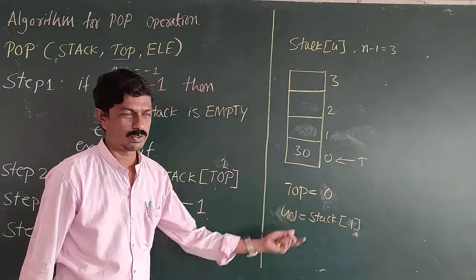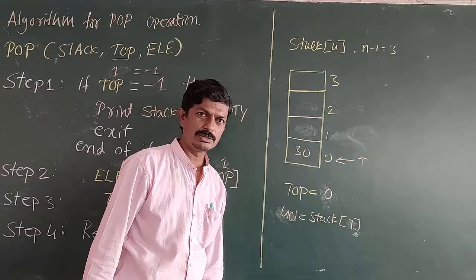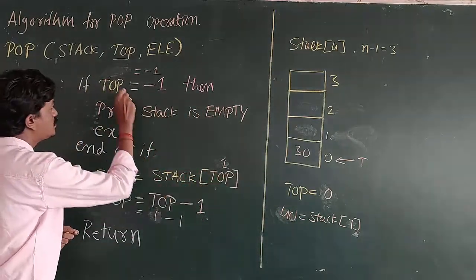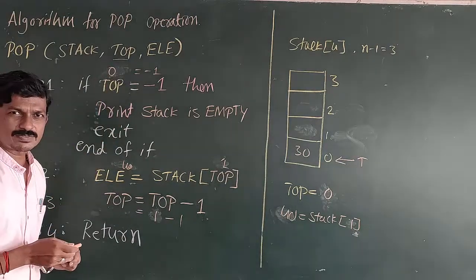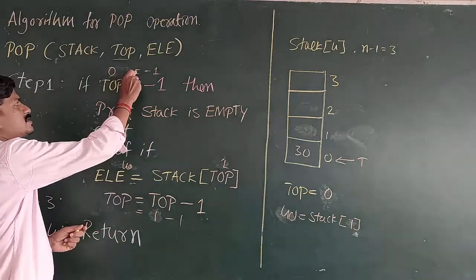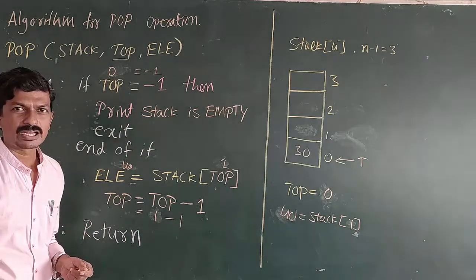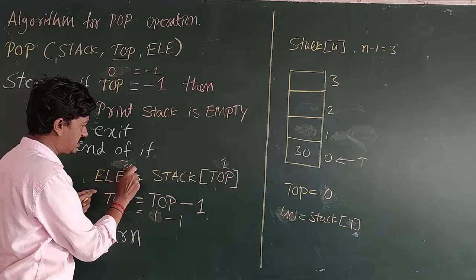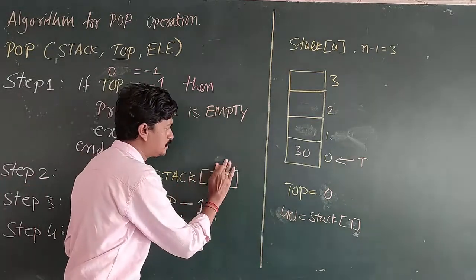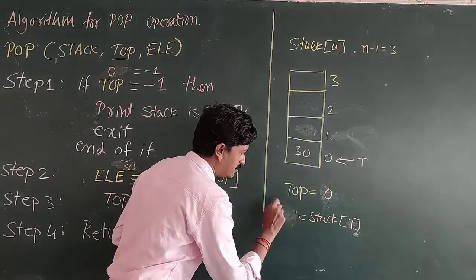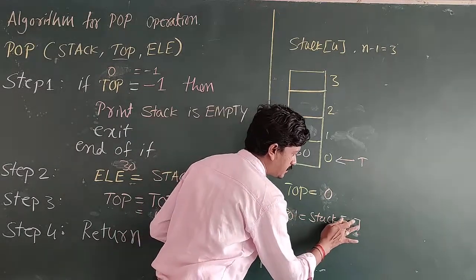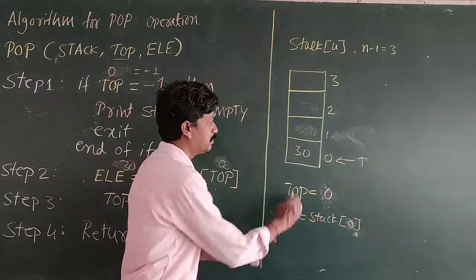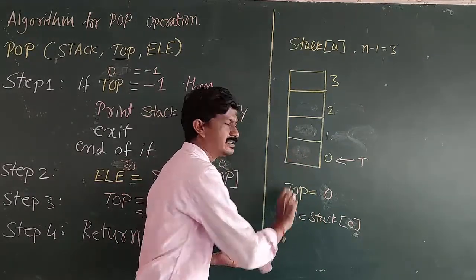Now I try to delete one more element from this stack data structure. What is the top value? Top value is 0. 0 equal to minus 1? Once again the condition becomes false because 0 is not equal to minus 1. Come out of the loop. Element equal to, what is the element? Element is 30, stack of 0. The element 30 at stack of 0 position should be removed, which means I am deleting this element.